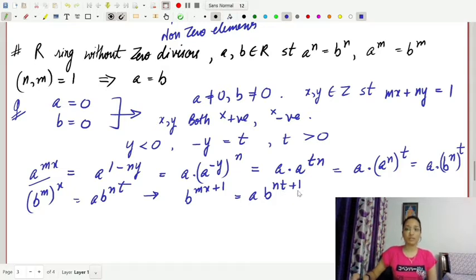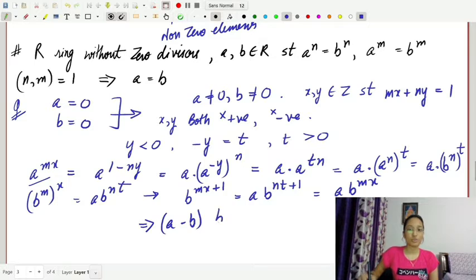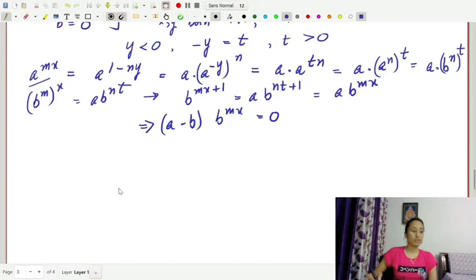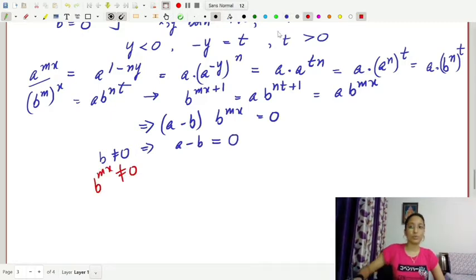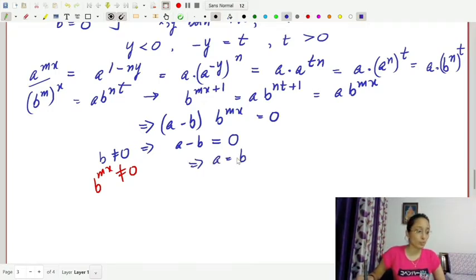Then what we get is basically a times b raised to power mx, which in turn implies a minus b, taking b raised to power mx common, is equal to 0. And since we are within a ring without any zero divisors, as b is not equal to 0, b raised to power mx is not equal to 0, which in turn implies a minus b is equal to 0, which in turn implies a is equal to b.